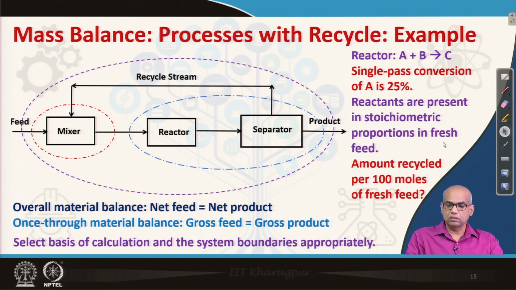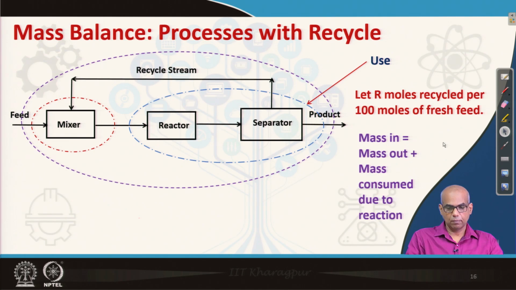Now, let us ask this question: in the reactor, a reaction takes place which is A plus B goes to C. Single pass conversion of A is 25%. Let us assume that reactants are present in stoichiometric proportions in fresh feed. What should be the amount recycled per 100 moles of fresh feed? So, which system boundary to choose? Let us choose the system boundary around reactor and separator.